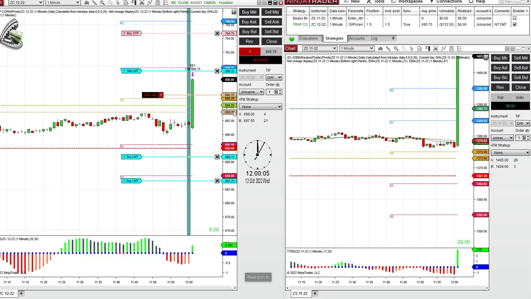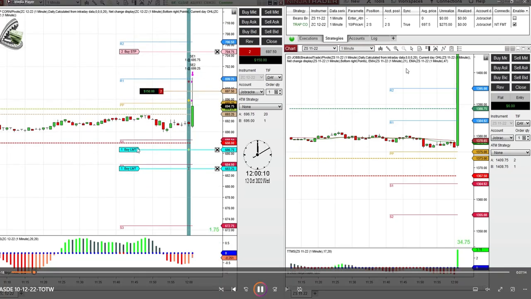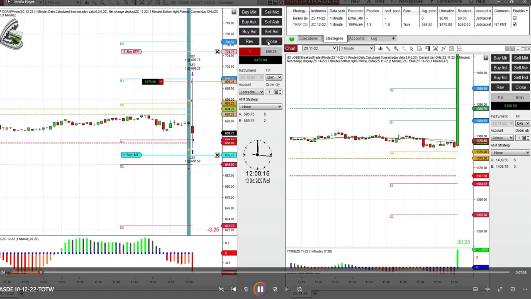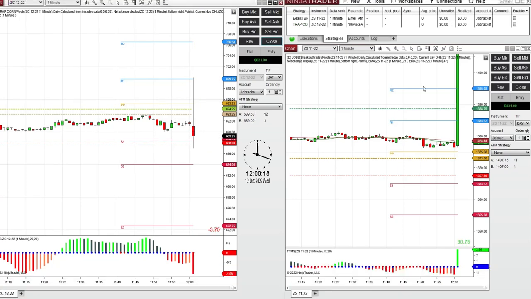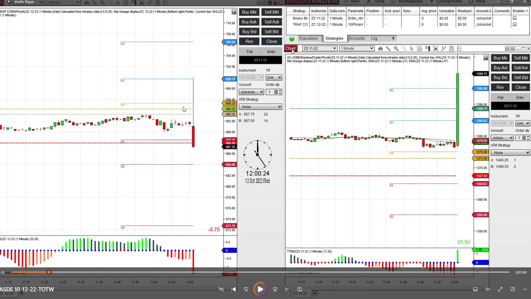So watch what happens. It goes up. It fills two orders short. And now as it's going down, we're making our profit. So it's not a breakout. It's a reversal, okay? That trade only took about 20 seconds, and we made over $800 on that trade. Watch it again.